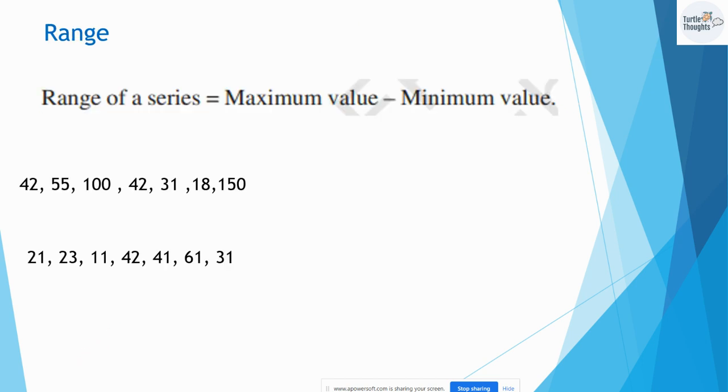Range. Range is defined as the difference between the maximum value and the minimum value. For example, if we have 42, 55, 100, 42, 31, 18, and 150, the maximum value is 150 and the minimum value is 18. So the range of this data is going to be 132.